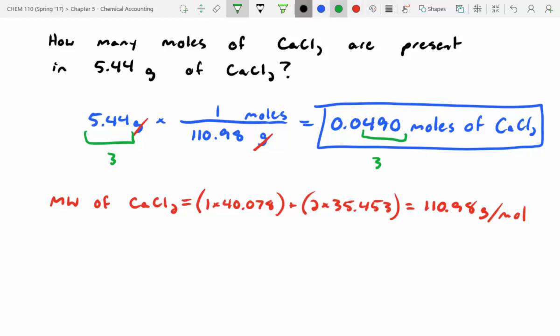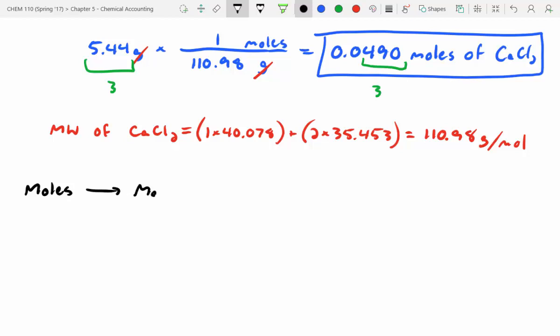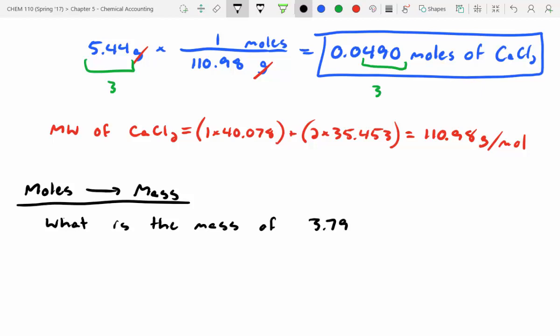That's a good review. All right, now let's do the opposite. Let's go from moles to mass. This is similar, so let's do an easy one first. So, what is the mass of 3.79 moles of Xe? What is Xe? It's a noble gas, it's xenon, so it's found in a lot of the signs that light up.